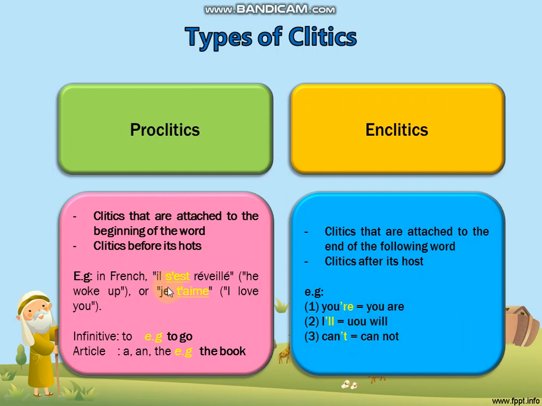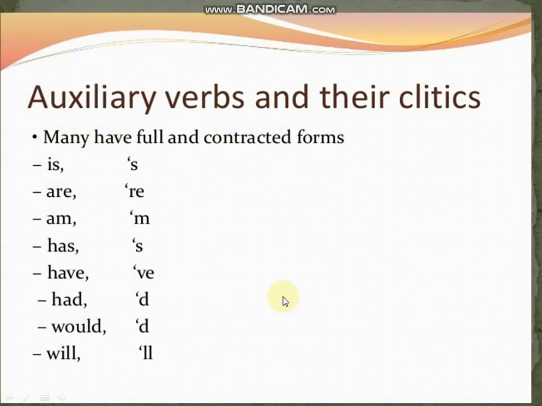So proclitics are at the beginning of the word or before its host, and enclitics are after its host. Okay, or at the end of the word or in the following word. We can find many clitics in auxiliary verbs. See the auxiliary verbs and their clitics: apostrophe s, apostrophe re, apostrophe m, and the rest, etc. Okay.